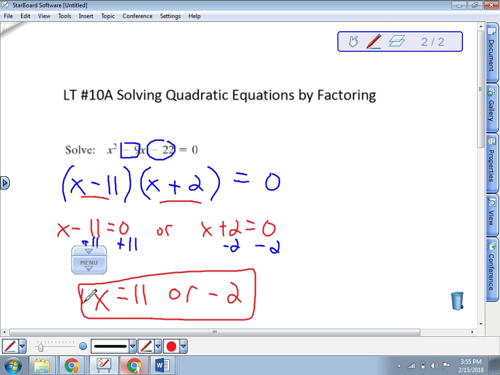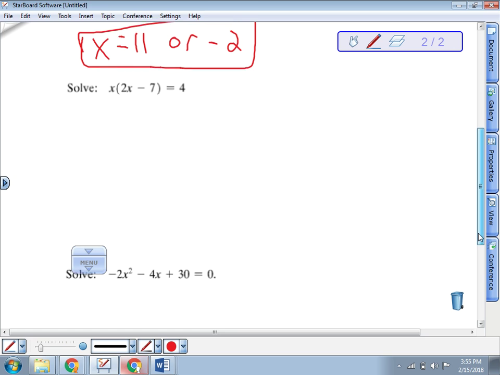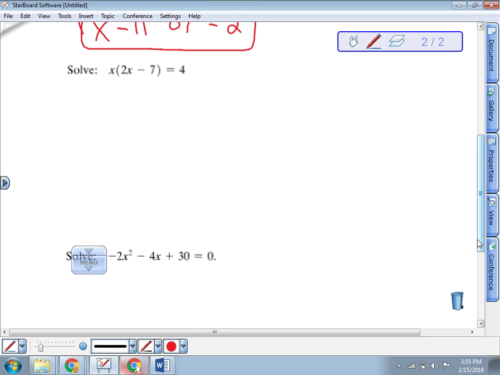All right, only new material. Another one. Okay, what do you notice about this one? This is kind of a tough one. Before, we just set each of these equal to 0, but now it's equal to 4. So the first thing we need to do is get this thing equal to 0. So I'm going to subtract 4 from each side.